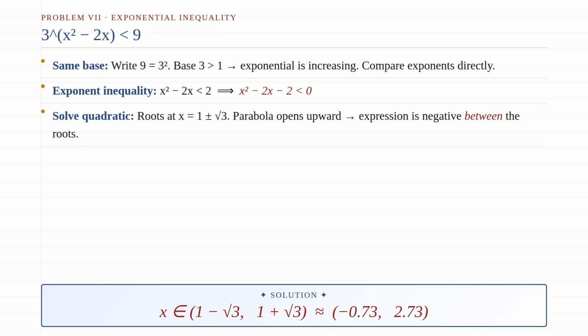Problem 7. Exponential. Write 9 as 3 squared. Base 3 is greater than 1. Compare exponents directly. The exponent inequality becomes x squared minus 2x minus 2 less than 0. Roots at 1 minus root 3 and 1 plus root 3. Parabola opens upward. Expression is negative between the roots. The solution is approximately -0.73 to 2.73.